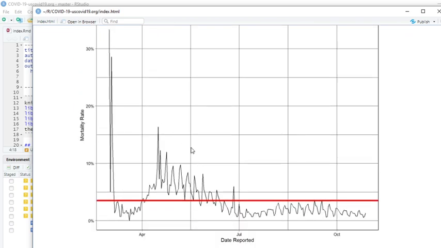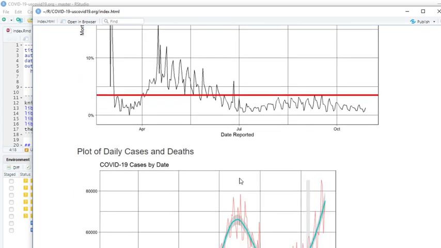Let's take a look at that rate right here. This is the average mortality rate per day, so that's about 3.3%. What I want you to look at is all these days where the mortality rate was lower than the average. That's extremely good news. And here it's actually declining.